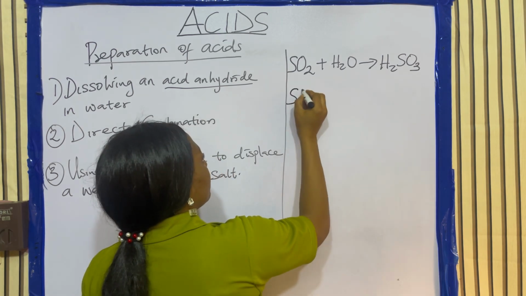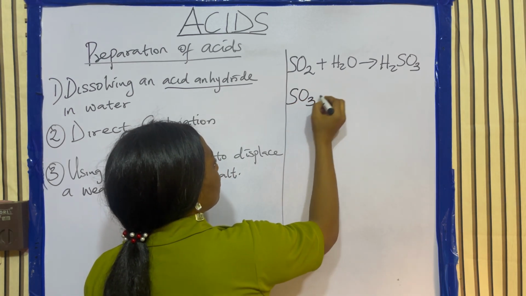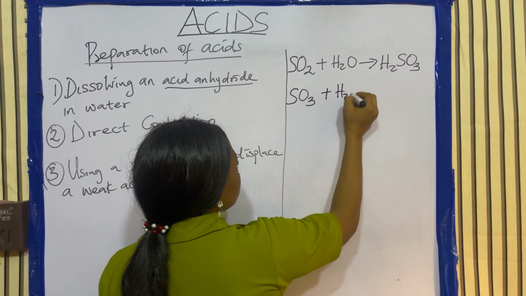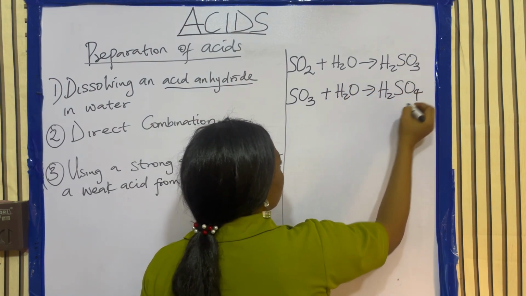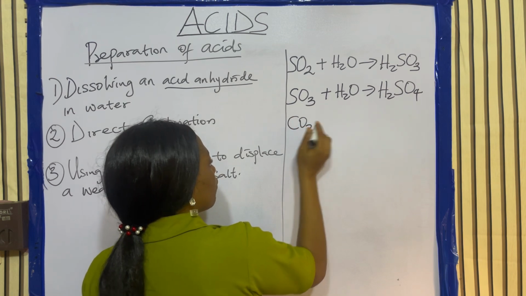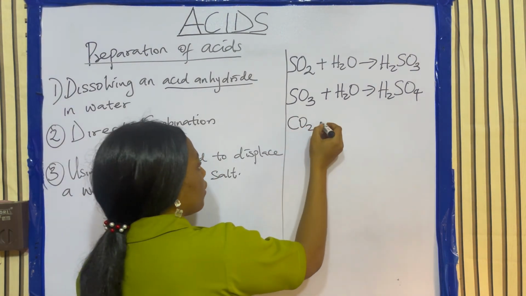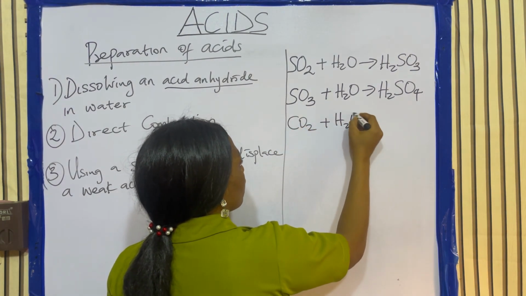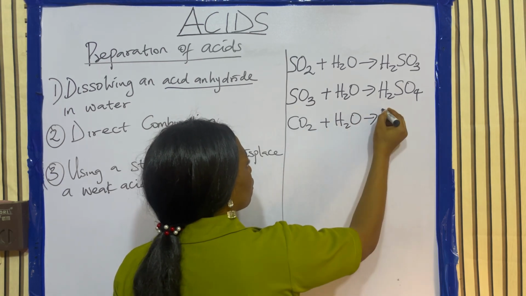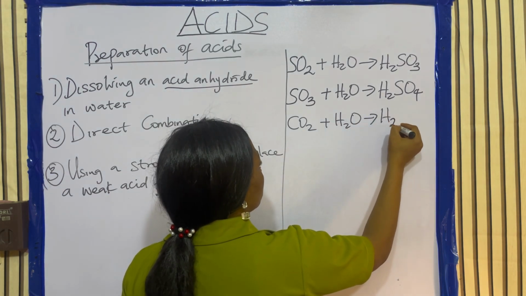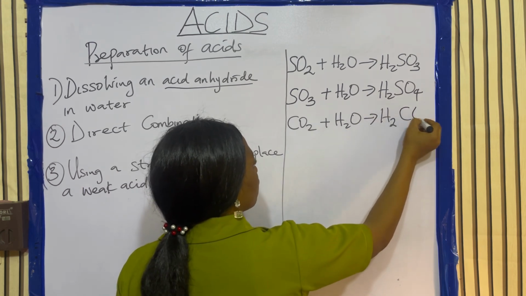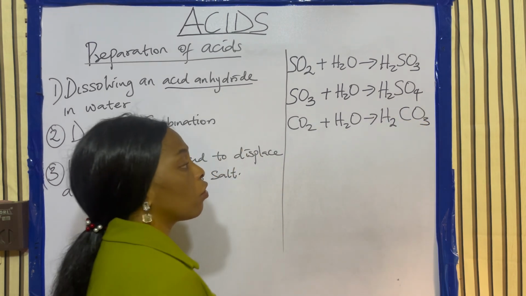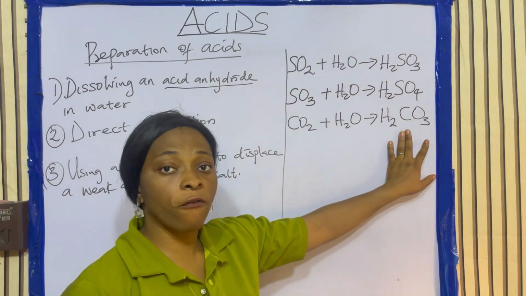If you have this acid anhydride, this one is going to give you tetraoxosulfate VI acid. If you dissolve carbon IV oxide, carbon is a nonmetal, it's oxide. If you dissolve it in water, it's going to give you what? It's going to give you this. How many carbon? 1 carbon. Oxygen is how many? 3. So it's going to give you trioxocarbonate IV acid.